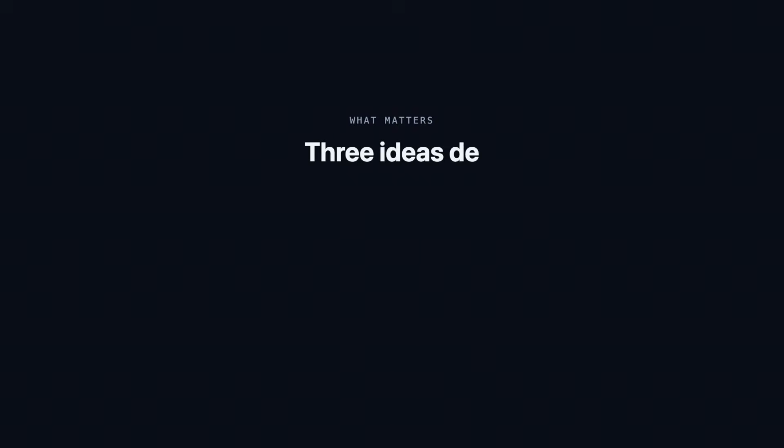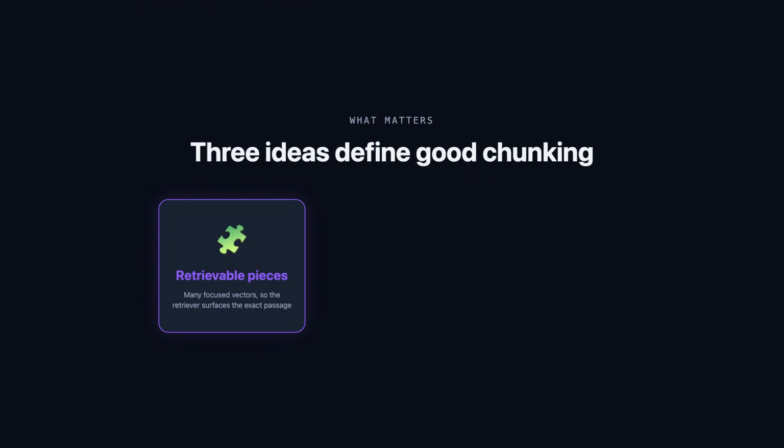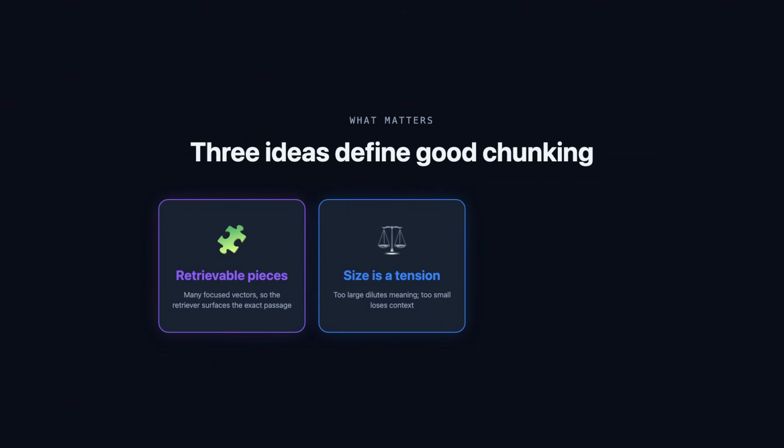Strip it down, and 3 ideas define good chunking. It splits documents into retrievable pieces. Rather than one giant vector per document, you get many focused vectors, so the retriever can surface the precise passage a question needs instead of an entire file. It balances a real tension. Chunks that are too large blend many topics and dilute the embedding, while chunks that are too small lose the surrounding context they need to make sense. The craft is finding the middle.